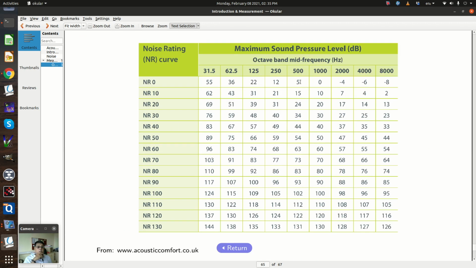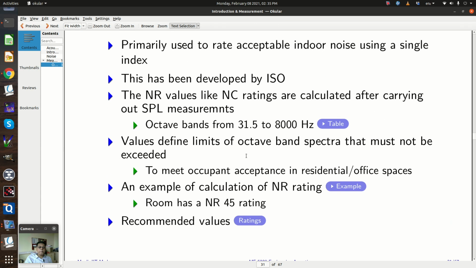So as in the case of NR, you will see that whether you have an NC or an NR, at 1000 hertz the value, so NR 50 typically will mean that the rating has a value of 50 dB at that particular level, right? And then these corrections are somewhat similar to the A weighting that you have, right? Somewhat similar to that.